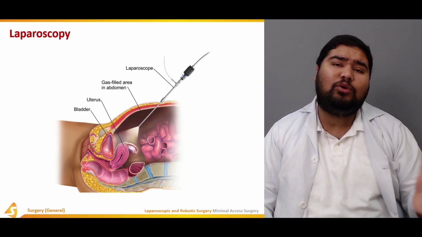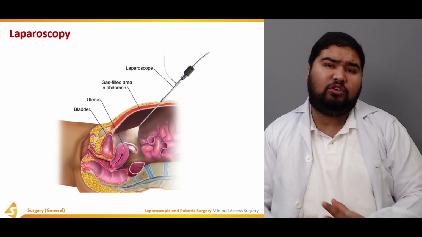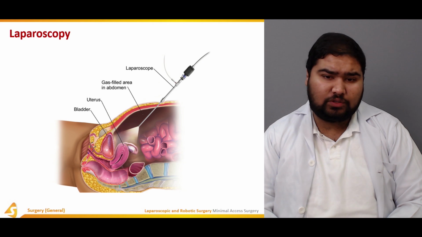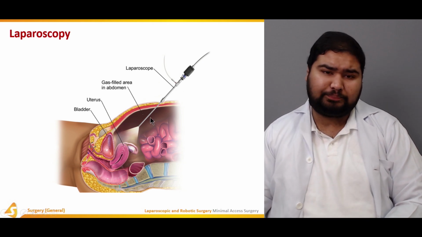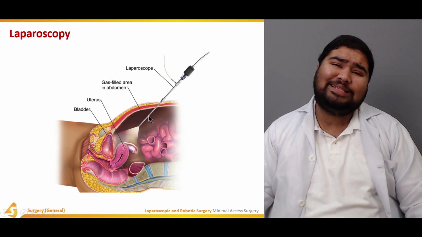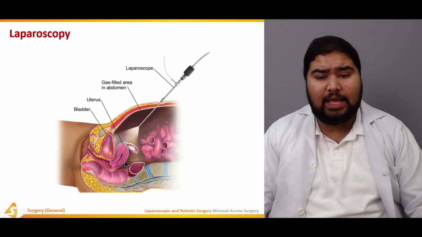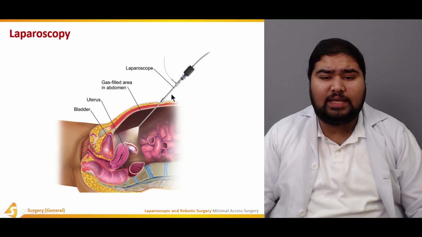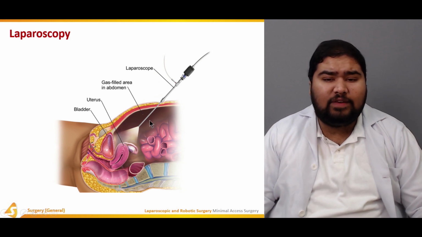Now let's see what the minimally invasive surgical procedures are. First of all, we have laparoscopy. So here you can see laparoscopy is the minimal access surgery of the abdominal area. Here in the figure you can see this is the laparoscope being inserted into the abdominal cavity. This is the source of light.